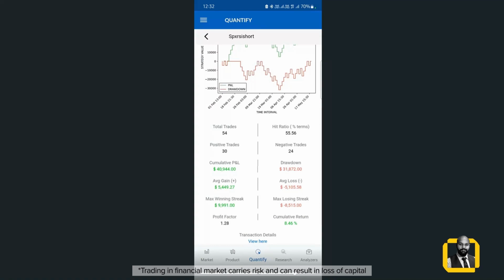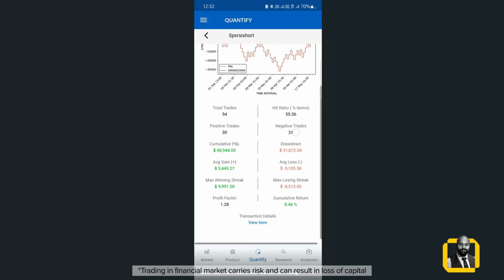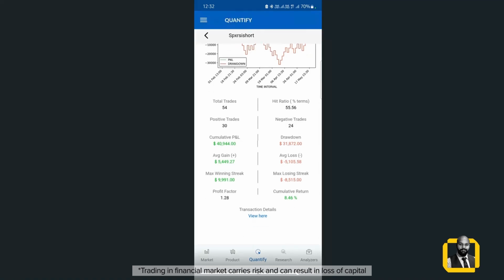You have your cumulative PNL, which is $40,000. You have your max drawdown, which is about 31,000. Max losing streak is about 8,500. Max winning streak is about 9,900. Your cumulative return is about 8.46%.